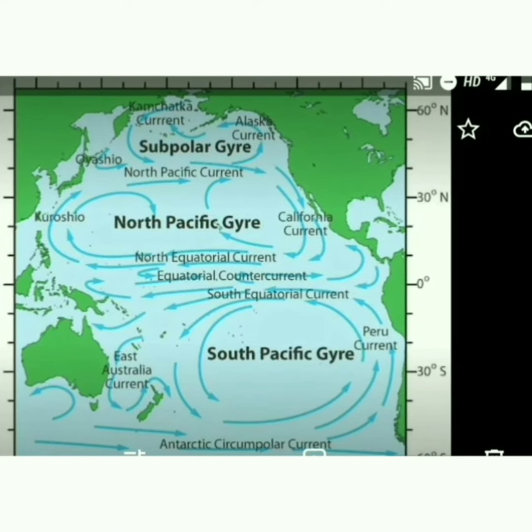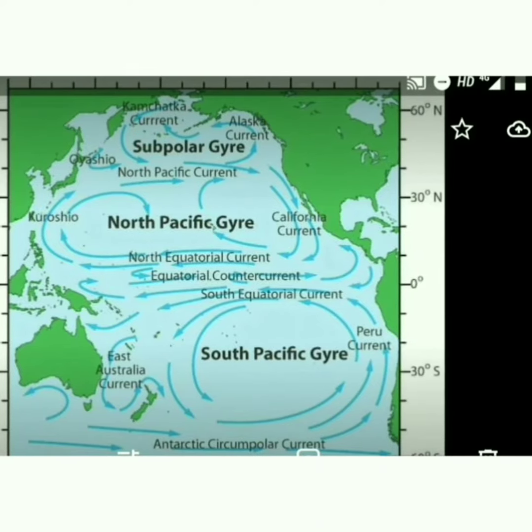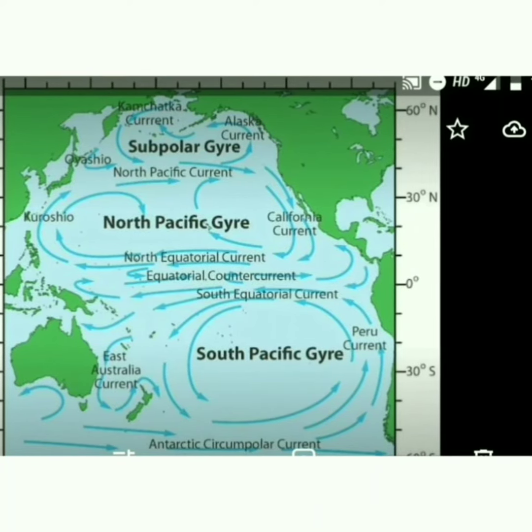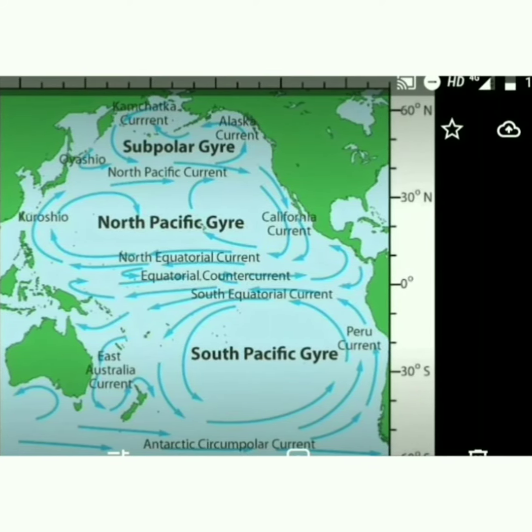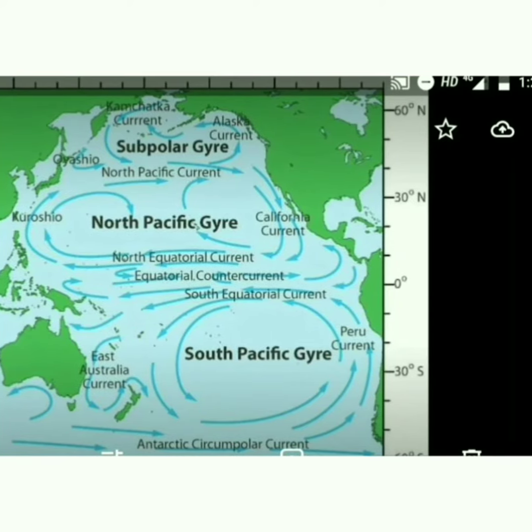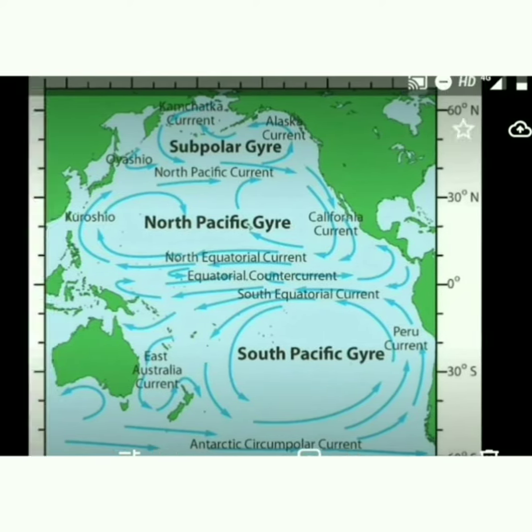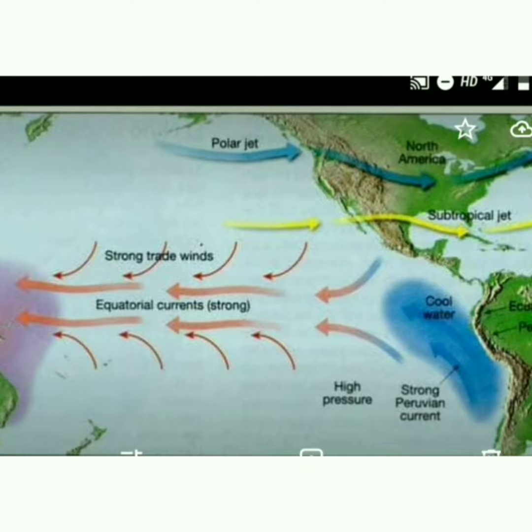Then along South America, the ocean current is called the Humboldt or Peruvian Current. It is a cold current which moves from north to south, but in an abnormal year it becomes El Nino and it gets warm. Now we will cover the South Equatorial Current.